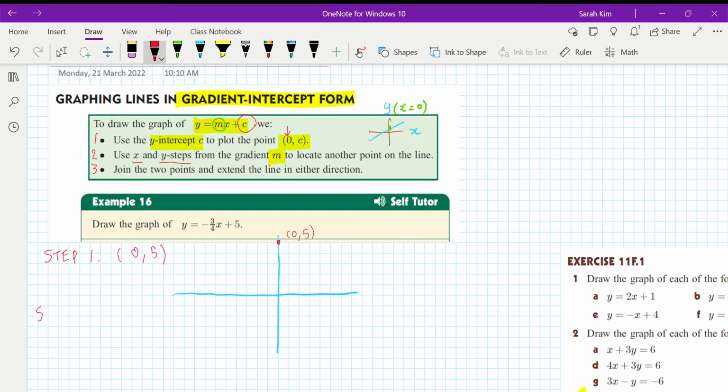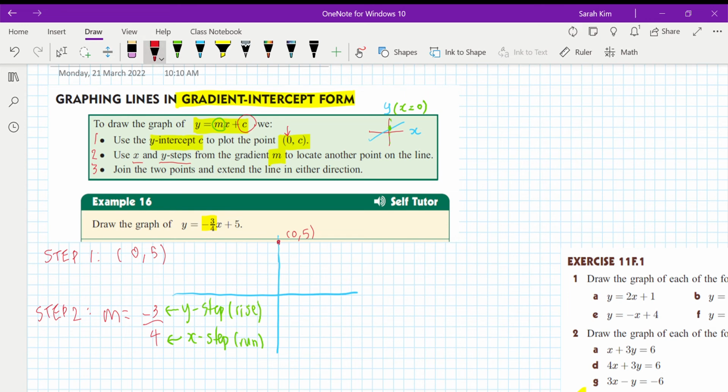Alright, now step 2. Step 2 is using the gradient. So my m, if I have a look at the equation, it's this part, including the negative. So I write it as negative 3 over 4. Do you see that I put the negative that's in the front on top? I always like to put it at the top, so my denominator is positive because I always like to have my x step as positive. Remember, this is the x step, which is also known as the run. I'll write that in as well for you if you're used to that. This is called the y step, which is called rise.